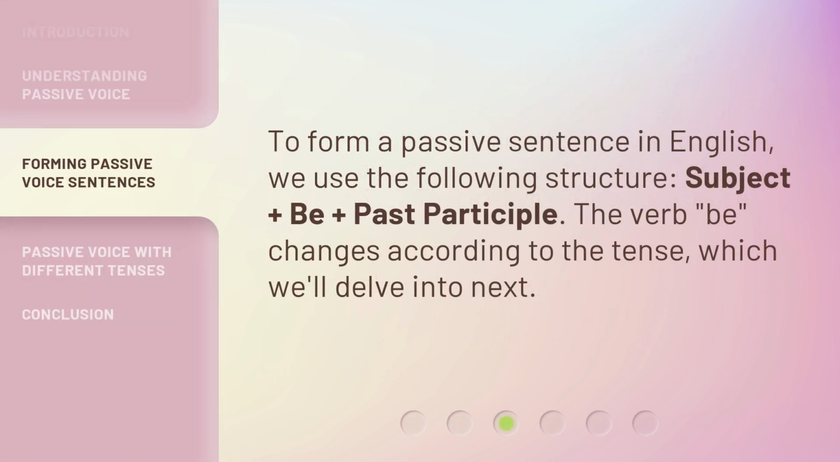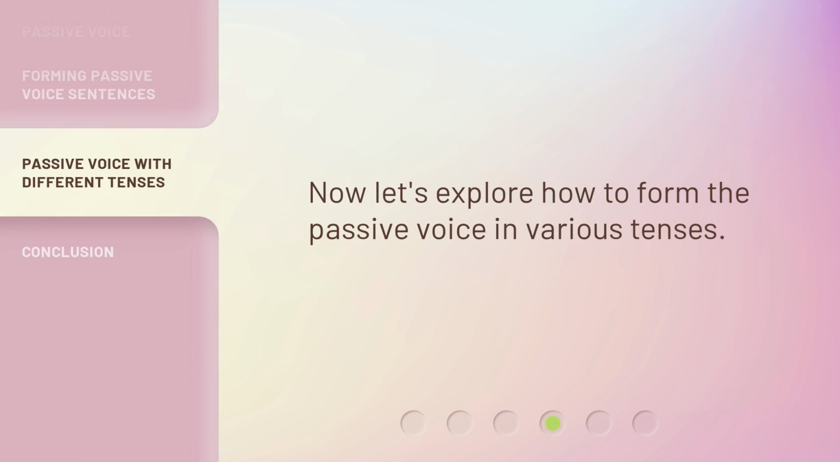To form a passive sentence in English, we use the following structure: subject plus be plus past participle. The verb be changes according to the tense, which we'll delve into next. Now let's explore how to form the passive voice in various tenses.